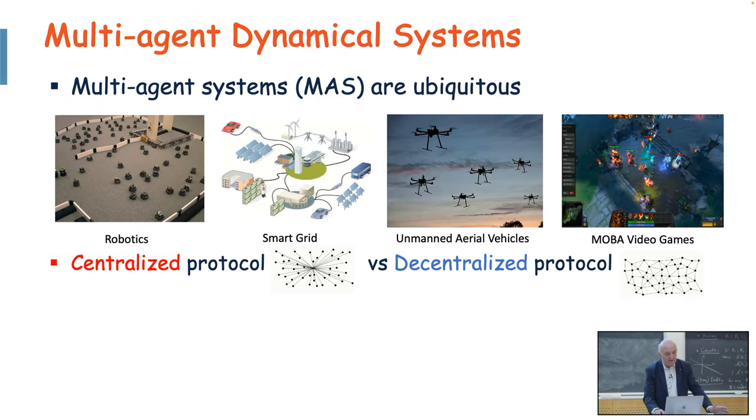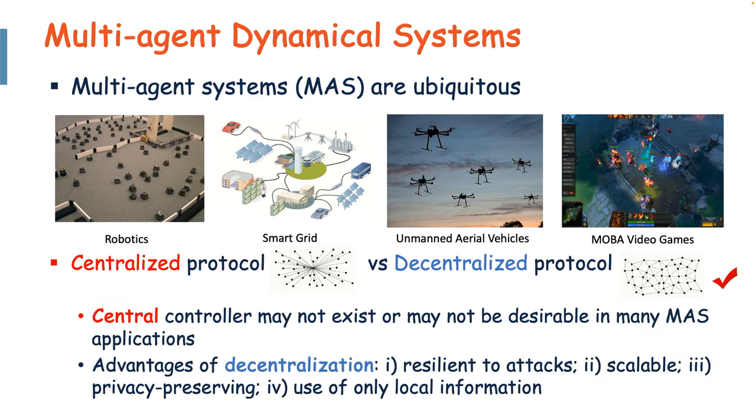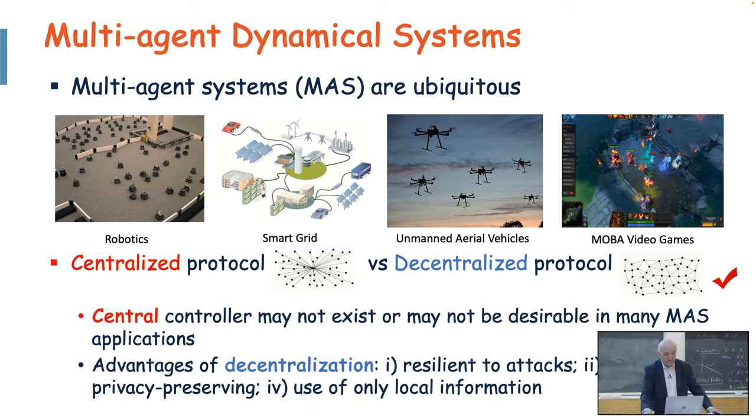So again, coming back to multi-agent dynamical systems, you can have centralized protocols or decentralized protocols, but since you have a large number of agents, centralized is not the way to go, and decentralized protocols are really what one should aim at. First of all, the central controller may not exist or may not be desirable because of vulnerability. There are advantages of decentralization because it's resilient to attacks. It's scalable. You can scale it up with the number of agents. It's privacy preserving. Agents do not have to share their private information, for example, their utility functions. And you use only local information.